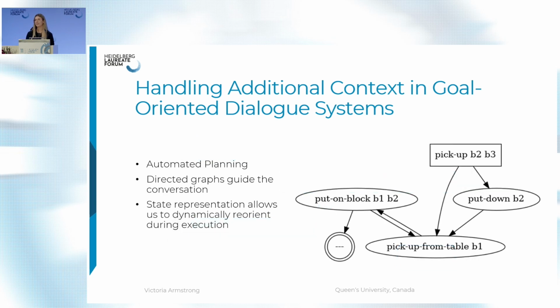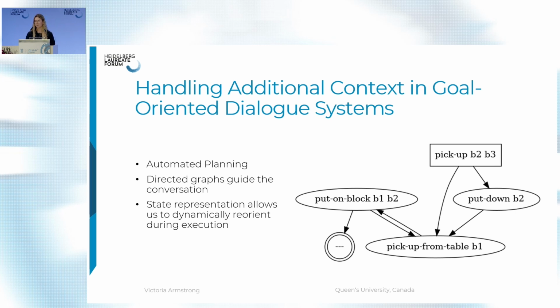What is automated planning, you might be asking? Automated planning is a subset of artificial intelligence that focuses on generating plans for agents. The agents traverse through states by taking actions to achieve goals. And there are many different flavors of automated planning, many different applications. Some of the plans that we can generate are directed graphs, as you can see here on the right.